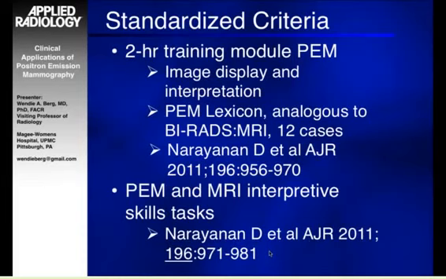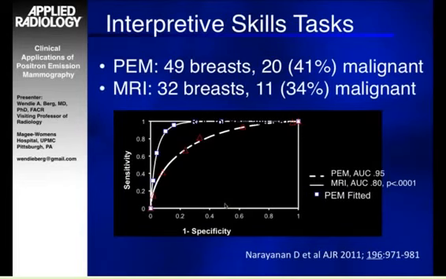For PEM, these investigators also had to undergo a 2-hour training session, which is a PowerPoint presentation that's available from Naviscan. This includes a training in image display and interpretation. It includes material on the PEM lexicon, which was actually just published in the AJR in April this month, and also included a quiz on PEM cases as well as MRI cases. And the results of that were also published in AJR this month.